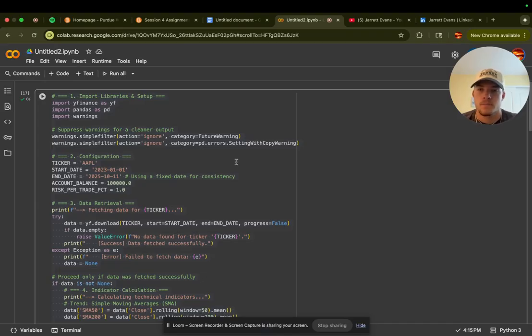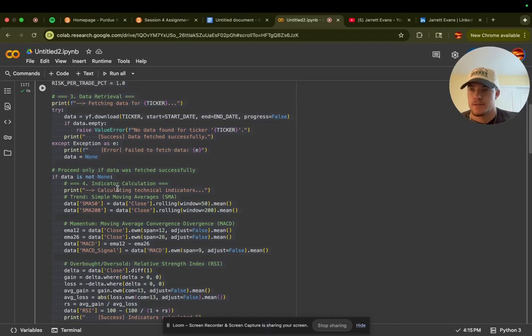We've got a few different sections here. The first two sections in the code are going to be more of the configuration and setup sections. We're going to import our libraries like we have up here, yfinance and the two others right here. And we're going to configure our key parameters as well: the ticker AAPL, which like I said is Apple, the date range, a sample account of $100,000, and a 1% risk per trade percentage.